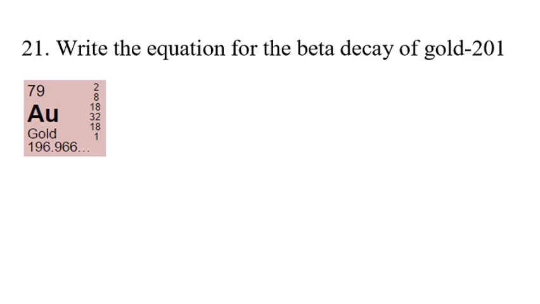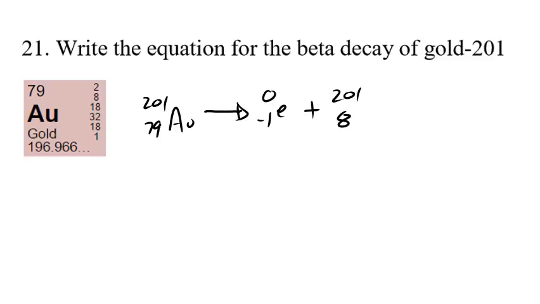Write the equation for the beta decay of gold-201. Gold-201 has an atomic number of 79. Because this is decay, we're going to end up with a different particle. It's going to be a beta particle, which looks like an electron. Mass-wise, it does not change. We still have 201. And like we saw before, the atomic number will increase by 1. You'll end up with 80. What element has an atomic number of 80? Mercury-201.